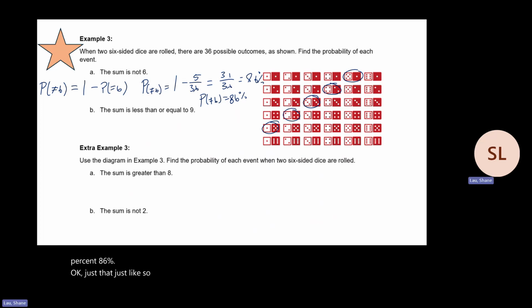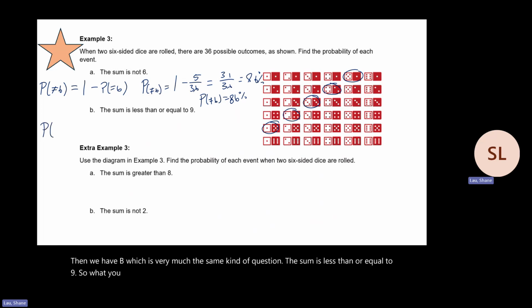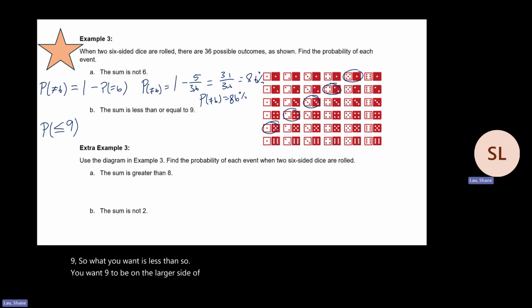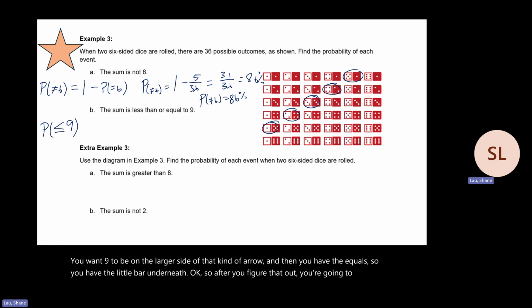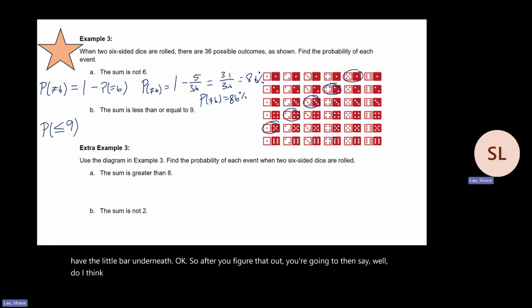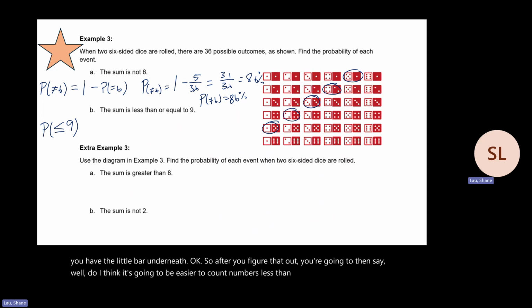Then we have B, which is very much the same kind of question. The sum is less than or equal to 9. So what you want is less than. So you want 9 to be on the larger side of that kind of arrow. And then you have that equal, so you're gonna have the little bar underneath. Okay. So after you figure that out, you're going to then say, well, do I think it's gonna be easier to count numbers less than 9 or numbers above 9 and equal to 9?